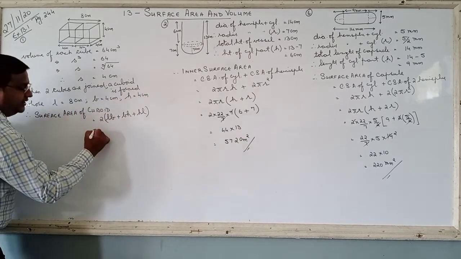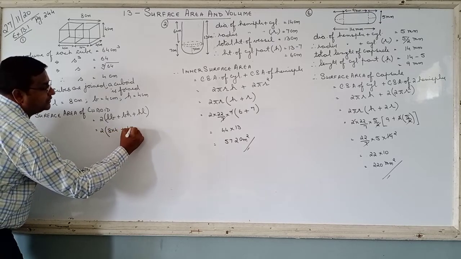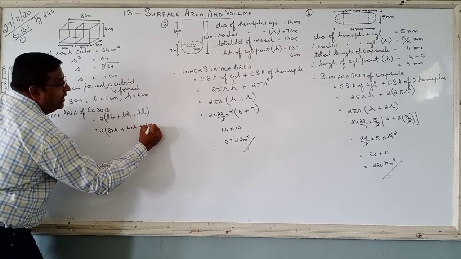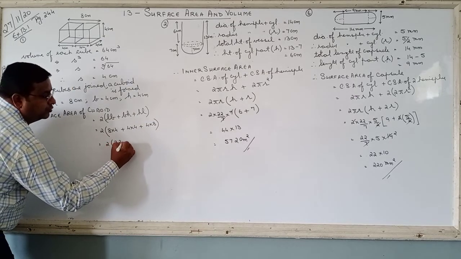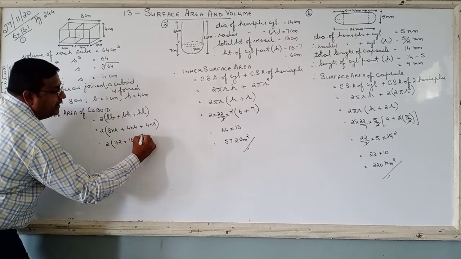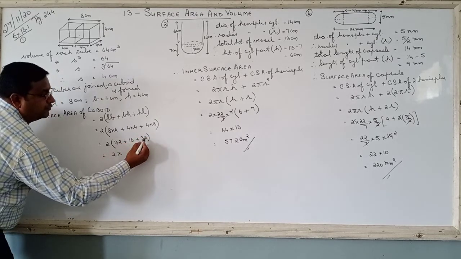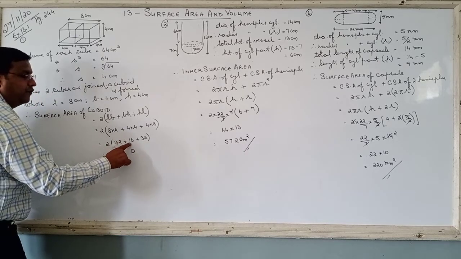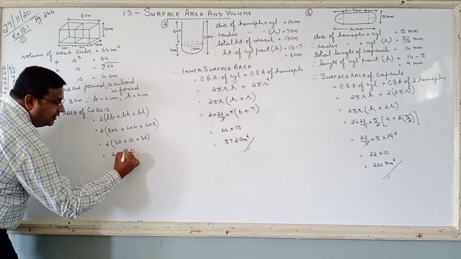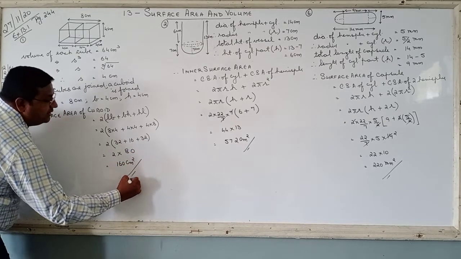Everything is given to you. Just substitute 2 into L into B, 8 into 4 plus B into H, 4 into 4 plus H into L, 4 into 8. So 2 into 8 fours are 32, 4 fours are 16, 8 fours are 32. So 2 into 2 and 2 4 and 6 10 carry 1, 3 and 1 4 and 3 7 and 1 8. So 2 into 180, 160 centimeters.